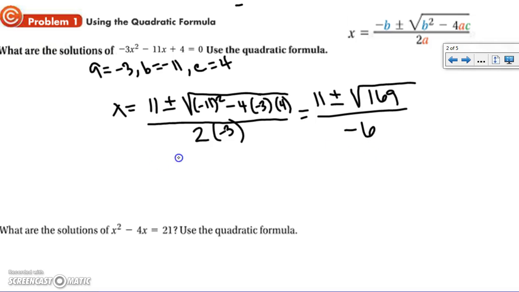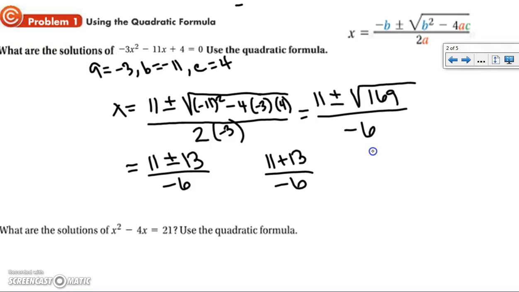So continuing to simplify, now I can actually take the square root of this number. The square root of 169 is 13. So I have 11 plus or minus 13 all over negative 6. So now I can actually separate what I have with plus and minus. One of my solutions is going to be 11 plus 13 over negative 6, and my other solution is going to be 11 minus 13 over negative 6.